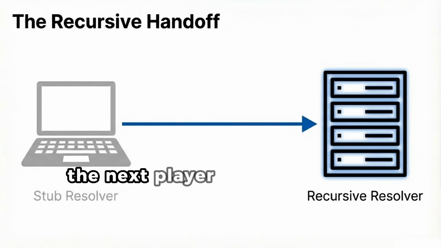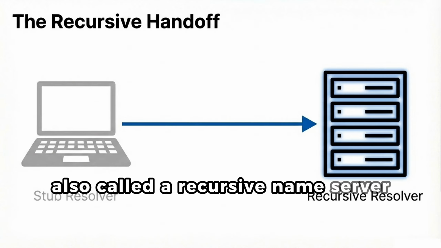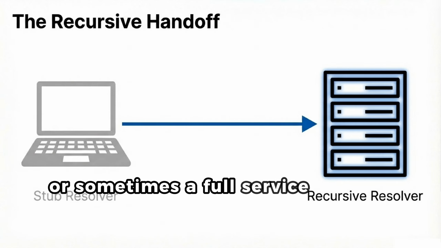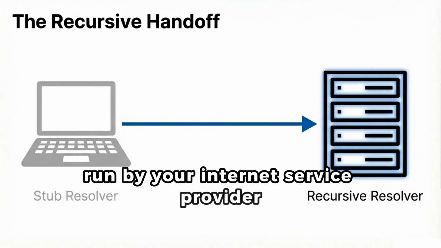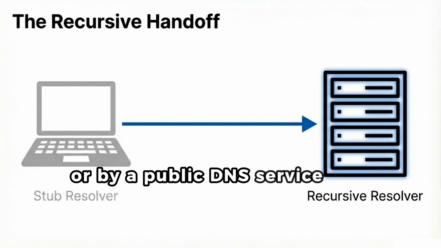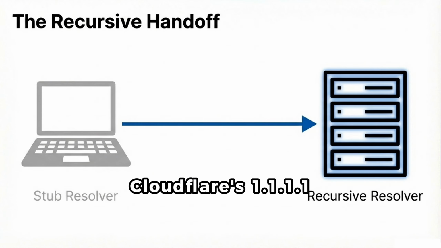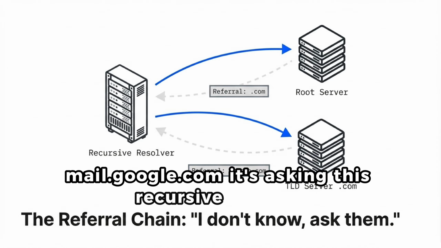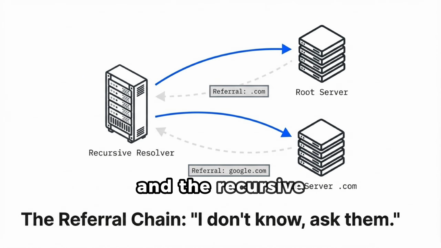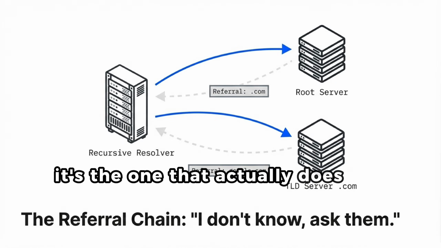The next player is the recursive resolver, also called a recursive name server, or sometimes a full-service resolver. This is typically a server run by your internet service provider, or by a public DNS service like Google's 8.8.8.8, or Cloudflare's 1.1.1.1. When your stub resolver asks what's the address for mail.google.com, it's asking this recursive resolver. And the recursive resolver is the workhorse of the whole operation. It's the one that actually does the legwork.